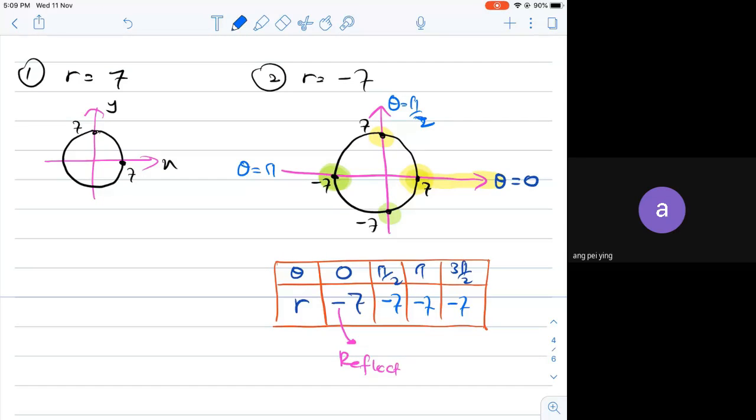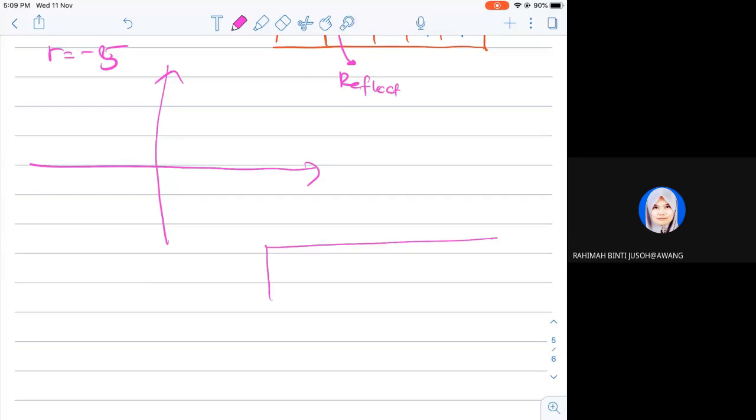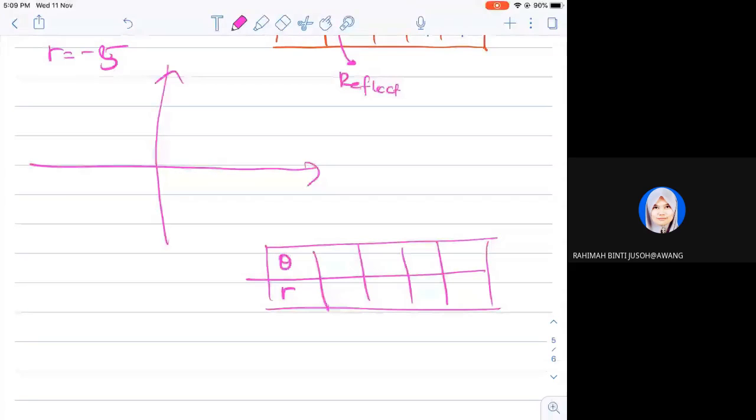Doctor, can explain one more time? Okay, like this. Let's say R equals to negative 5. Now this is the table. 1, 2, 3, 4. Here is theta, here is R. So negative 5, sentiasa negative 5, negative 5, negative 5 kan? Sebab soalan tu so sketch negative 5 kan? Okay, so theta equals to 0.